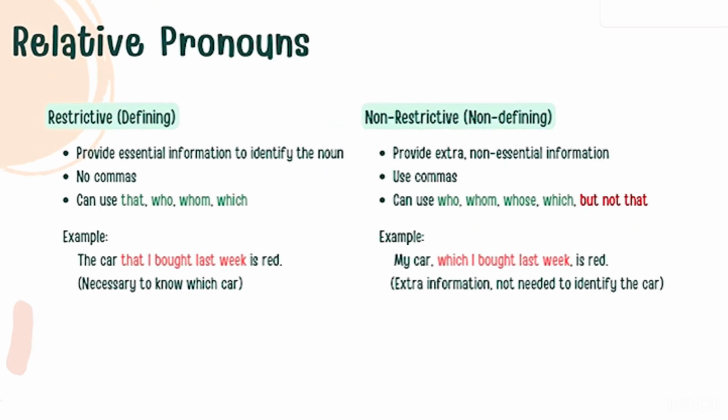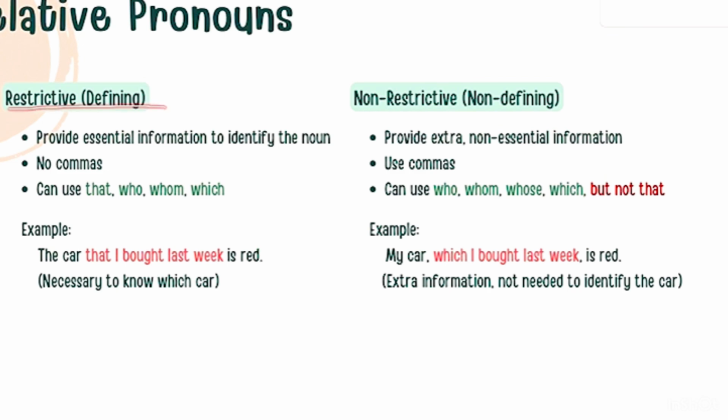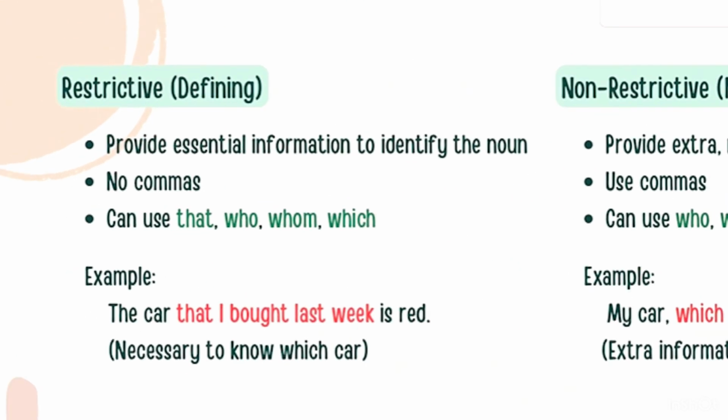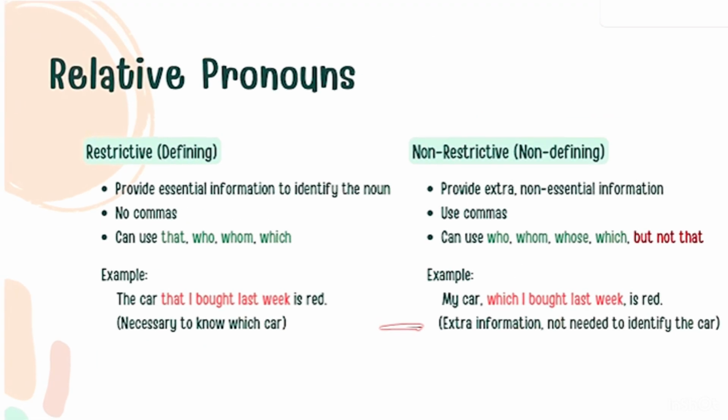Now, let's talk about restrictive and non-restrictive clauses. Restrictive clauses, also called defining clauses, provide essential information to identify the noun. They don't use commas, and you can use that, who, whom, or which. Example: the car that I bought last week is red. Here, the clause is necessary to know which car I mean.